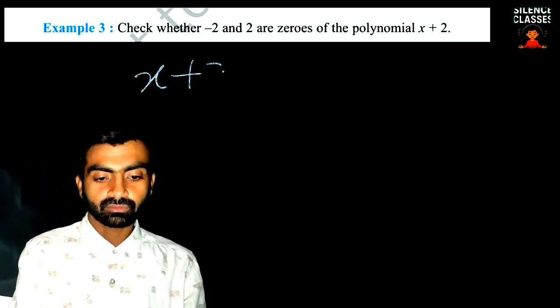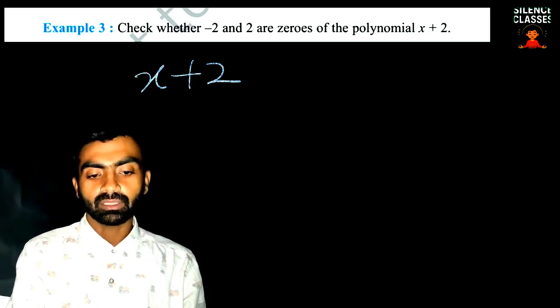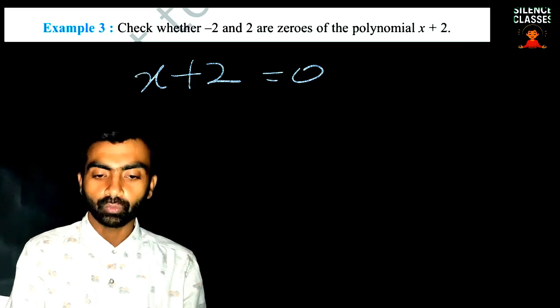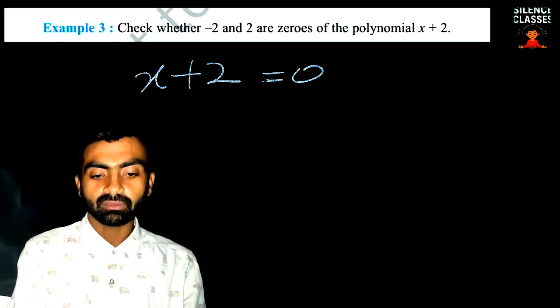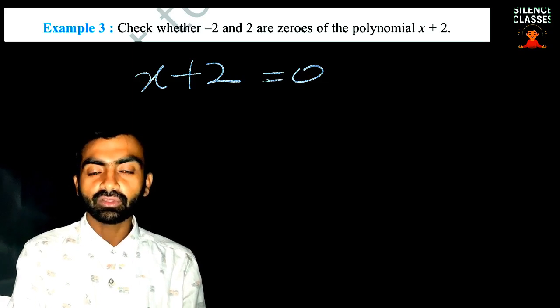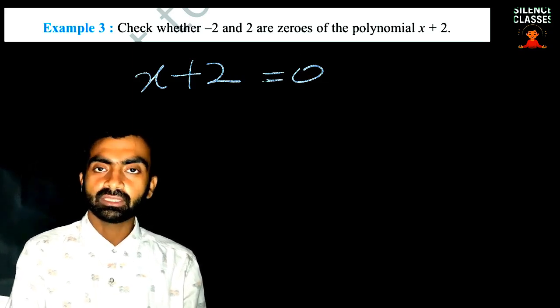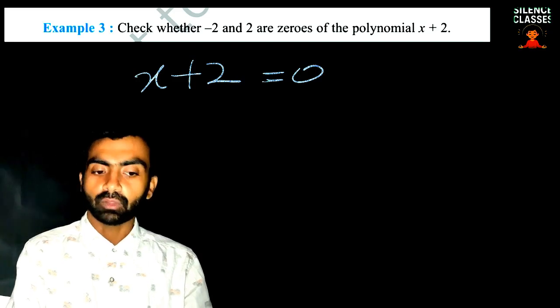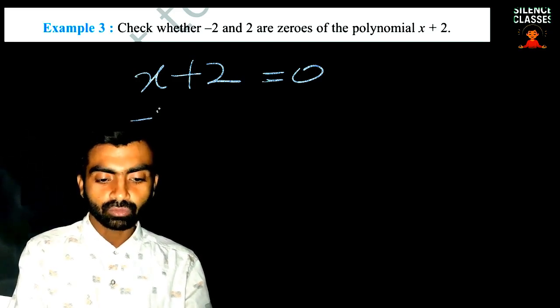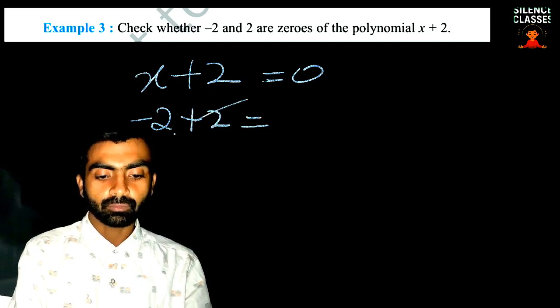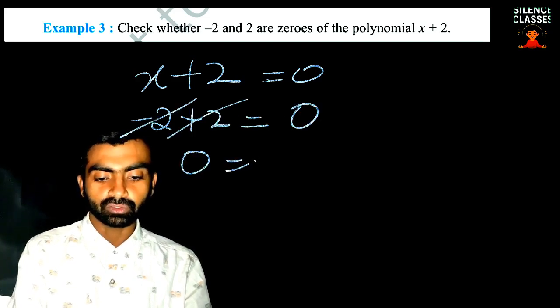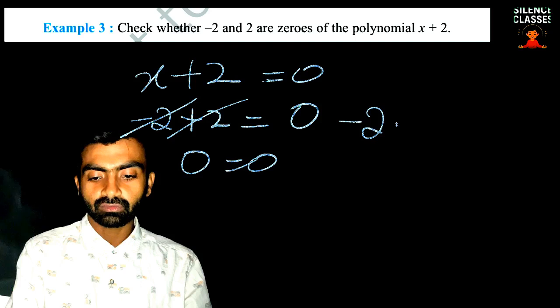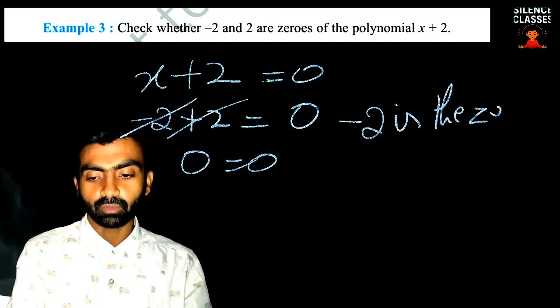x plus 2. In the place of x, we have to put -2. If it becomes 0, then it is the zero of the polynomial. If it does not become 0, then it is not a zero of the polynomial. So in place of x, we put -2 plus 2. We can cancel +2 and -2, it becomes 0 equals 0. So we can say -2 is the zero of the polynomial.